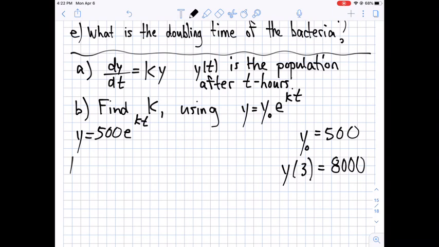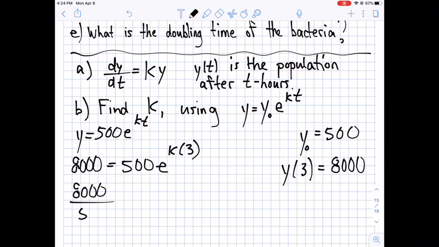So here let's find k. We're going to have to also use this second piece of information that after 3 hours we end up with 8,000 bacteria. So on the left-hand side, we're going to have 8,000, and we have 500 e to the k multiplied by 3. So here we're going to solve for k. We end up with 8,000 divided by 500 is going to be e to the 3k.